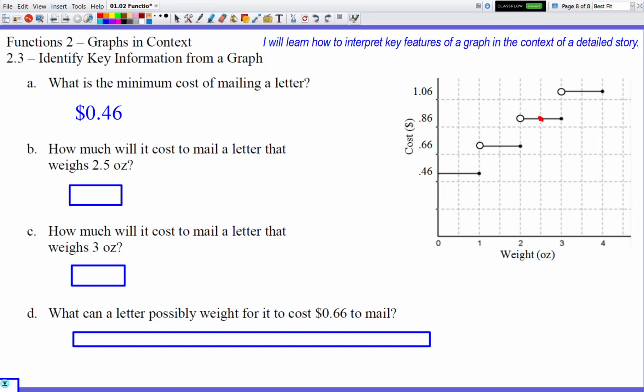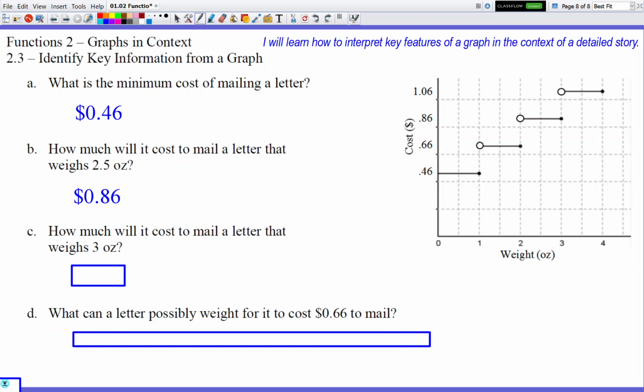That's 2.5 ounces. So what horizontal line do I match up with? It looks like it matches up with 86 cents. So that'll be my final answer, 86 cents. Yep, and I was correct. Okay, so let's see, next problem.